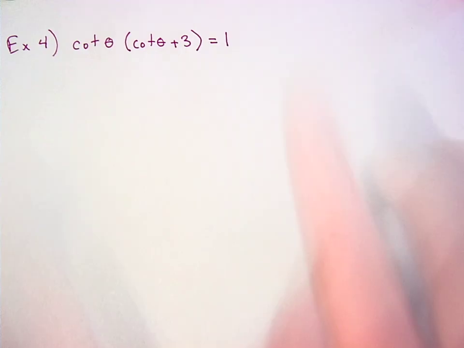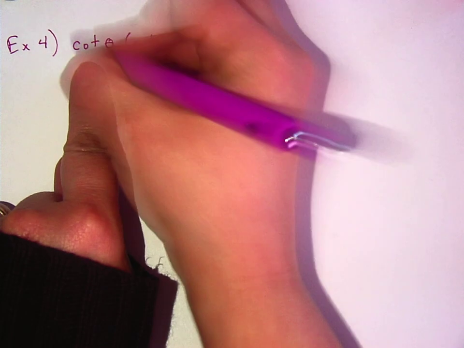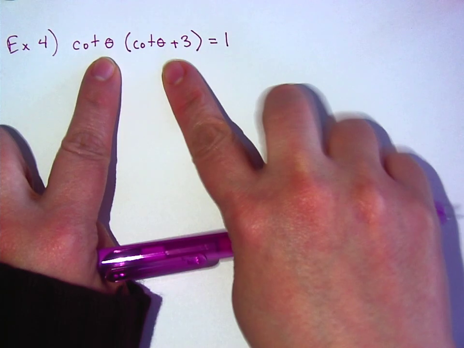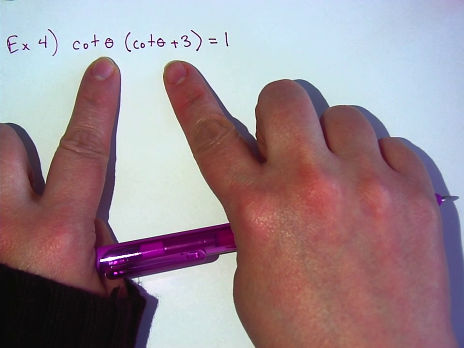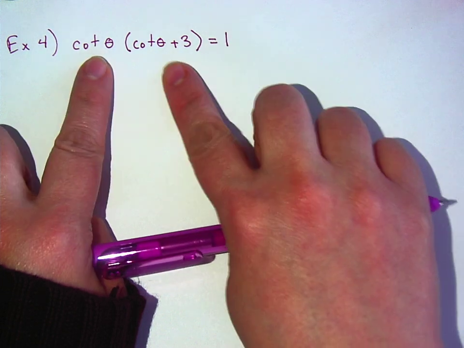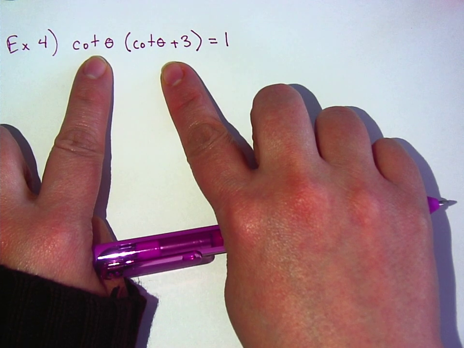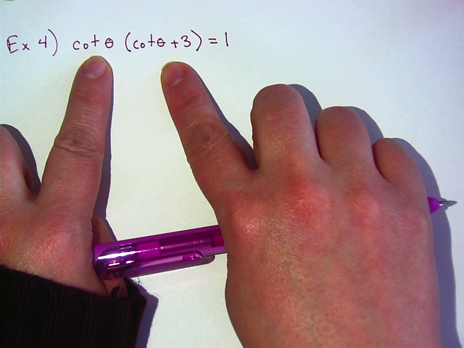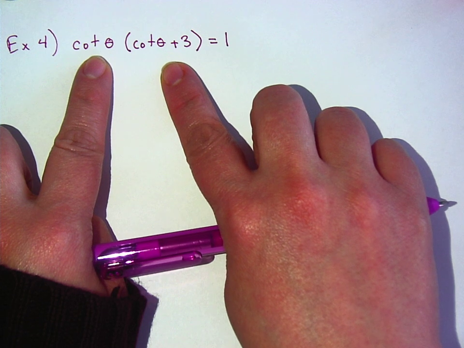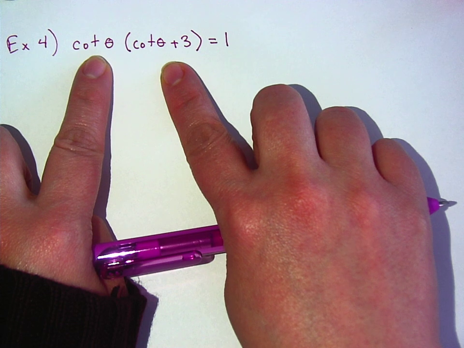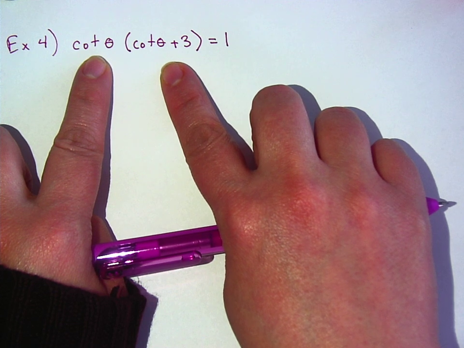Okay, can we set both of these equal to 0 immediately? No, how come? Because there's a 1 over there. Could we set them both equal to 1 immediately? No, because if I said something times something equals 1, does that mean that one of those things has to be 1? No.